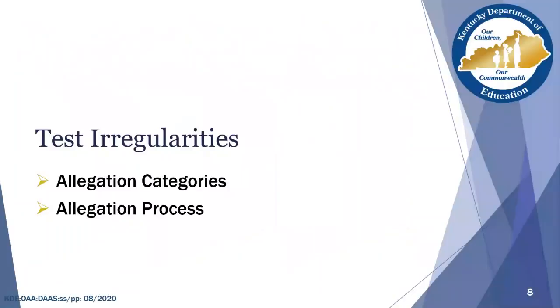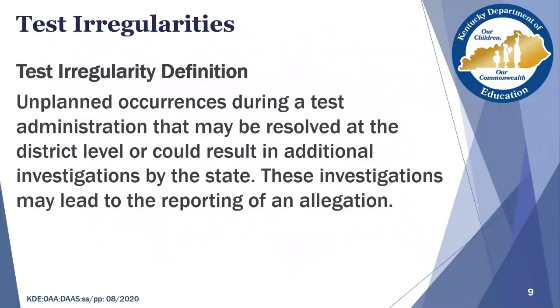As much as we try to have a perfect test administration, test irregularities can occur. Sometimes the irregularities will rise to an allegation. Determination if a test irregularity is an allegation should be made by the DAC and/or the BAC. The definition of a test irregularity is unplanned occurrences during a test administration that may be resolved at the district level or could result in additional investigations by the state. These investigations may lead to the reporting of an allegation.